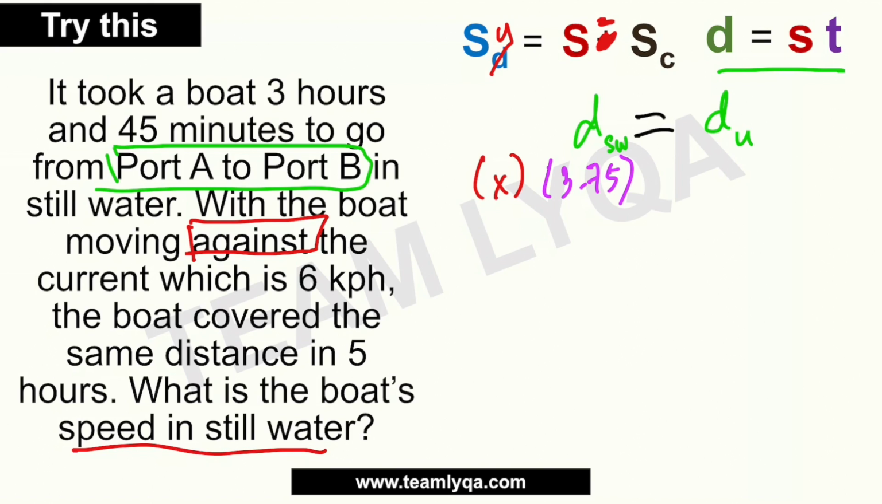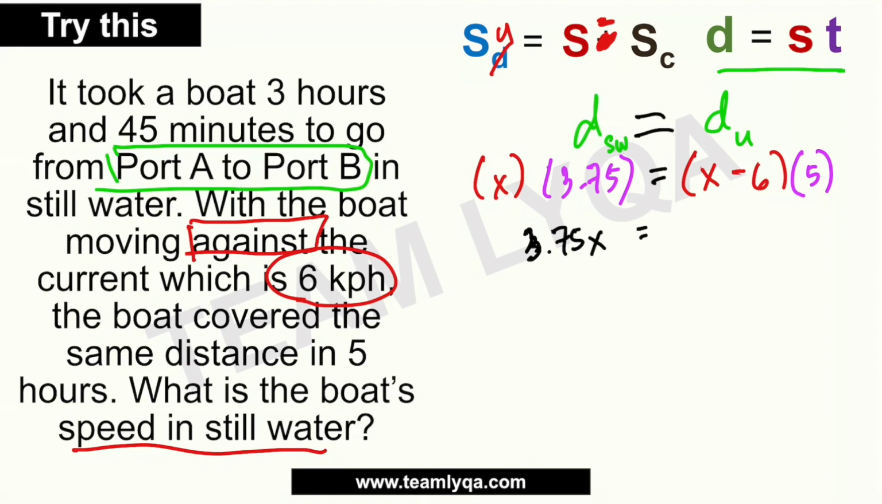Okay? Tapos, i-equal natin siya doon sa biyahe niya upstream. Na ang biyahe niya upstream, yung regular na speed, magiging yung speed na yon minus 6. Now, bakit minus 6? Kasi, again, ito yung current, 6 kilometers per hour, and it's moving against the current. Now, ang time naman na yan na ibibigay is 5 hours. Now, we have this. We can start solving. So, we have 3.75x.